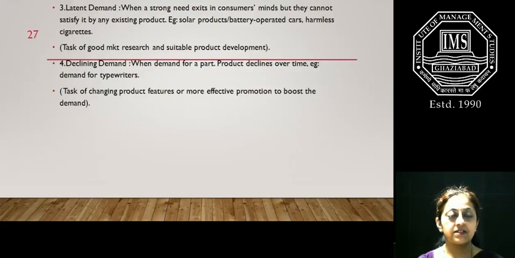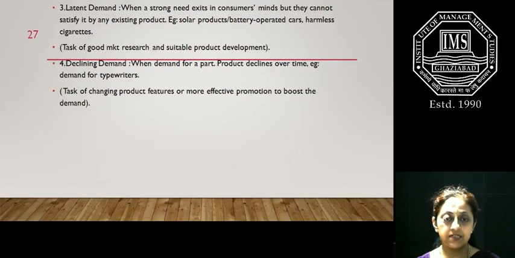The third essential demand is the latent demand. That is, when there is a strong need in the minds of consumers, but which cannot be satisfied by any existing products, and consumers are more or less open to the idea of buying a product. Say, for example, solar products or battery operated cars or harmless cigarettes.